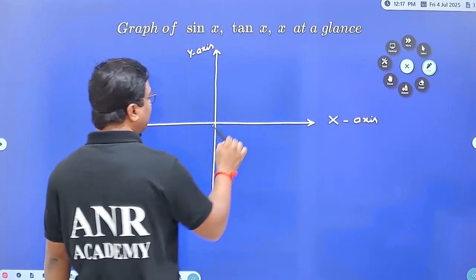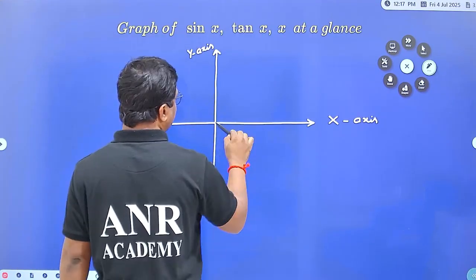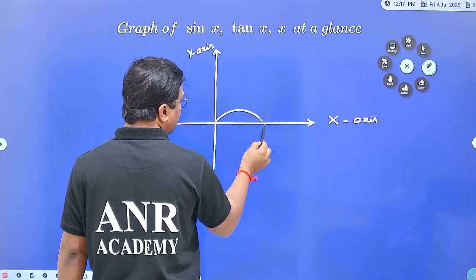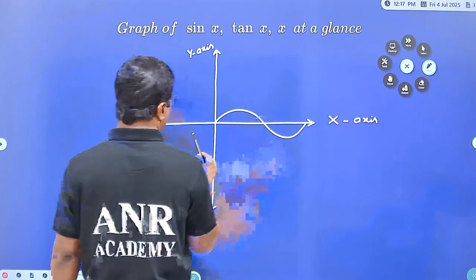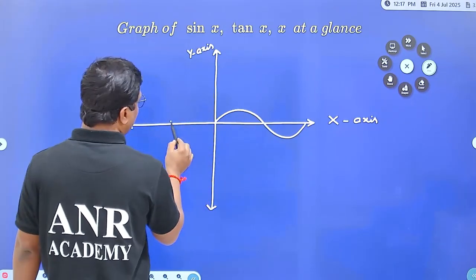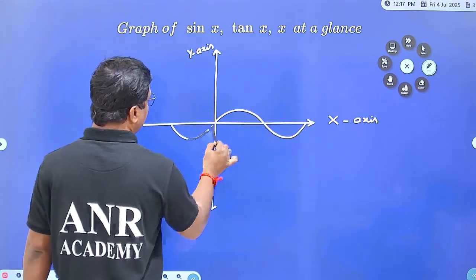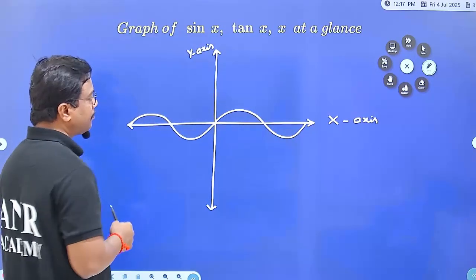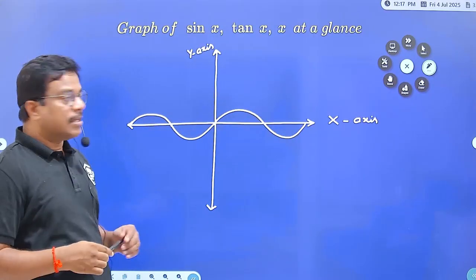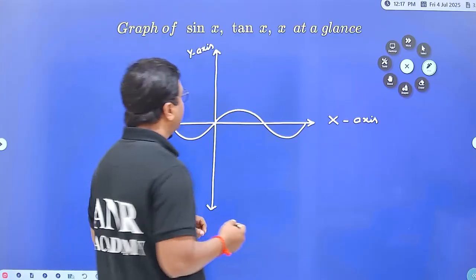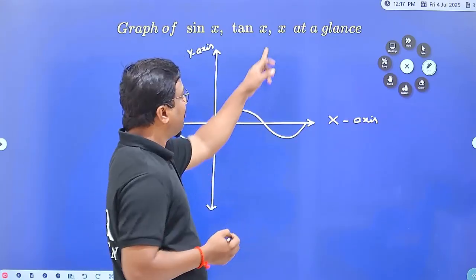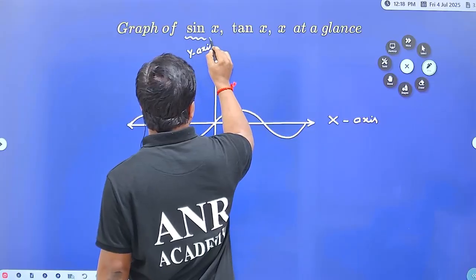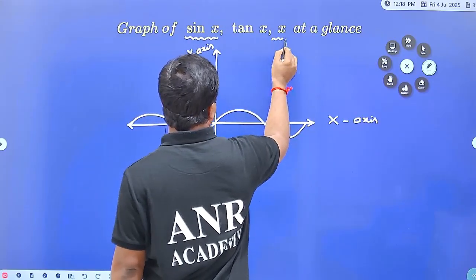First I am going to draw the graph of sin x. Sine wave, this is the graph, and for negative values of x, this one is the graph. Next, move to the graph of y equal to x.